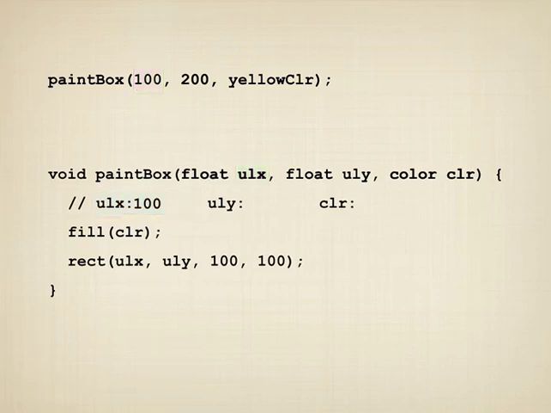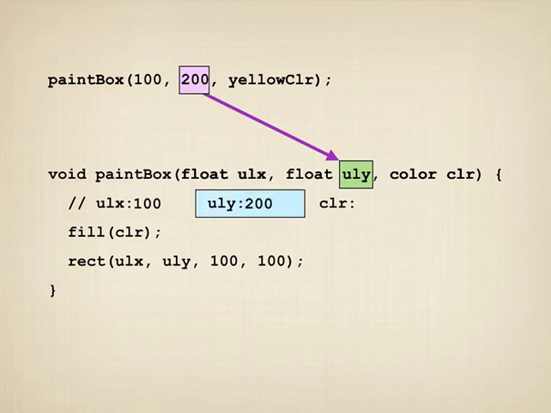Now let's look at the second argument, uly. Where does that come from? Well, look at the call. The second value that we're handing to paintbox is 200. So that gets put into the second argument, which happens to be uly. So the value 200 gets put into uly, or implicitly we're saying uly equals 200.